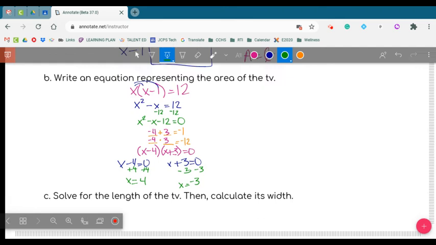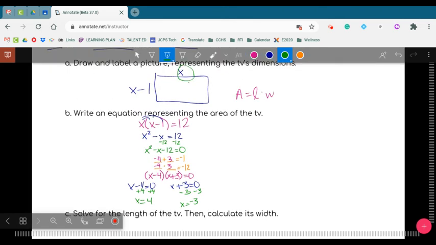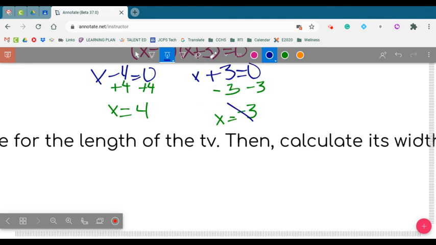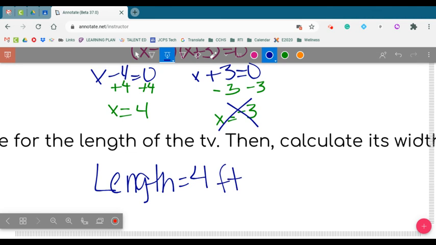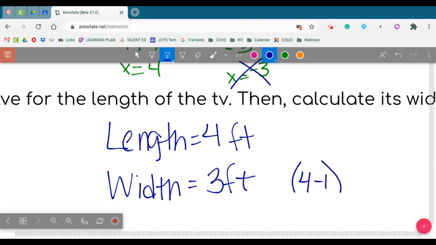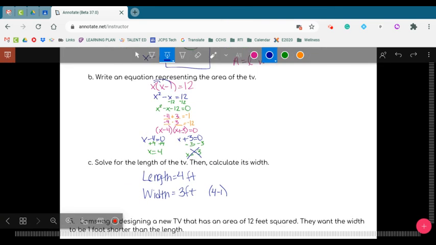Okay, so we know that x, from our picture above, x is our width. Or x is our length, I'm sorry. So we have to think, can we have a negative length? No. So we can cross out our negative answer. So we need our length is 4 feet. And then if we know our width is 1 foot shorter, we're going to subtract 1 from our length. So 4 minus 1 is going to give you 3 feet. Okay, and that is how we do our word problem. Let me know if you guys have any questions. Those numbers were smaller. I know we've had a lot of bigger numbers lately on this problem. But let me know if you guys have any questions on that.